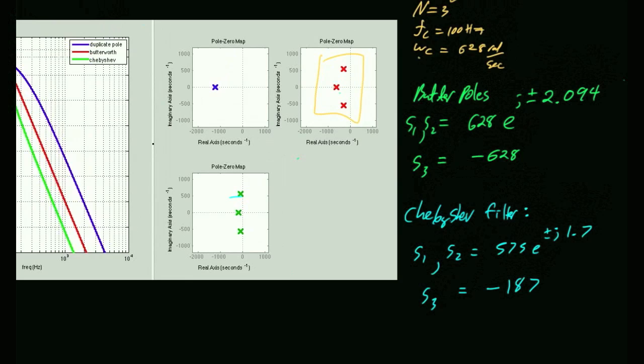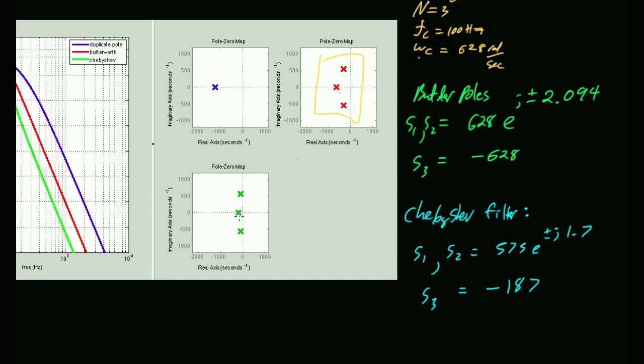So again, I've got 2 complex conjugate poles and 1 real one, and it's telling me these 2 complex conjugate poles are at a magnitude of 575 and a radians of plus or minus 1.7. Does that make sense? The 1.7. Is that consistent with the graph? Yeah, because remember we said 90 degrees is a shade more than 1.5. And I've got 1.7, so that's just a little bit after that. Okay? And then I've got my real pole, which it's telling me has to be at negative 187.